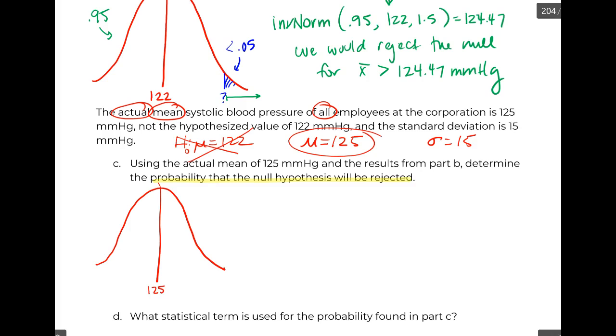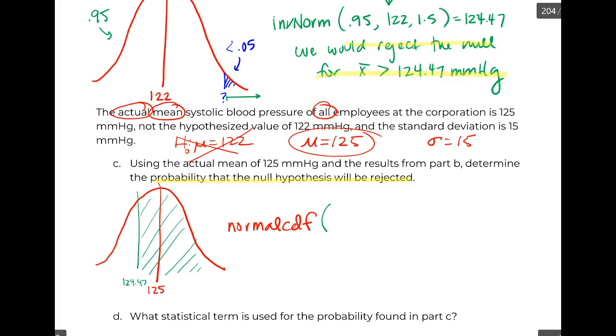And we know we're doing a normal CDF question because we're looking for a probability under this normal curve. The issue is just figuring out what part of the curve we're talking about. And that's where this comes in. We would reject the null if x bar is greater than 124. And we want to know its probability of rejecting. So we're going to take that 124, and we said we would reject for any values greater than that.